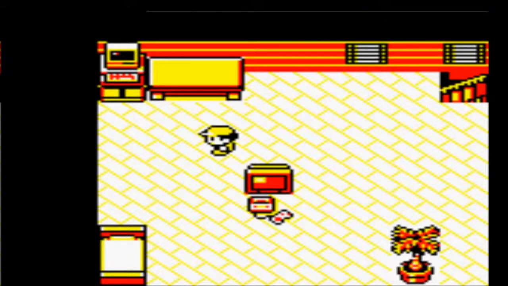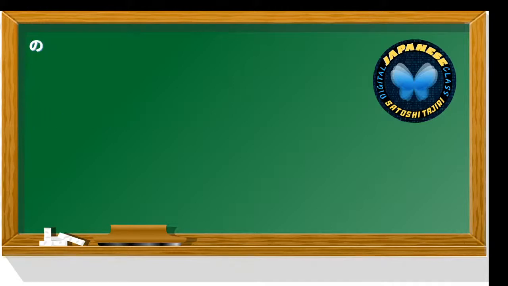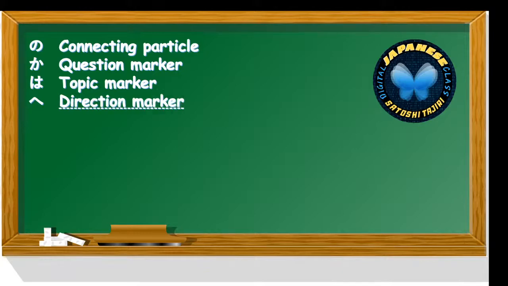Now let's go with what we have learned in our grammar. Okay. So we are able to discover again our particles, no? So this is our connecting particle. So we are connecting two nouns, okay? Then earlier we also have our ka for making a question, okay? Question marker. If the sentence ends with a ka, you are making a question. Remember our ha, but this one is pronounced as wa to make it our topic marker. Okay, topic marker. Then we have our e, it's our direction marker. So these are the particles that show on our list.